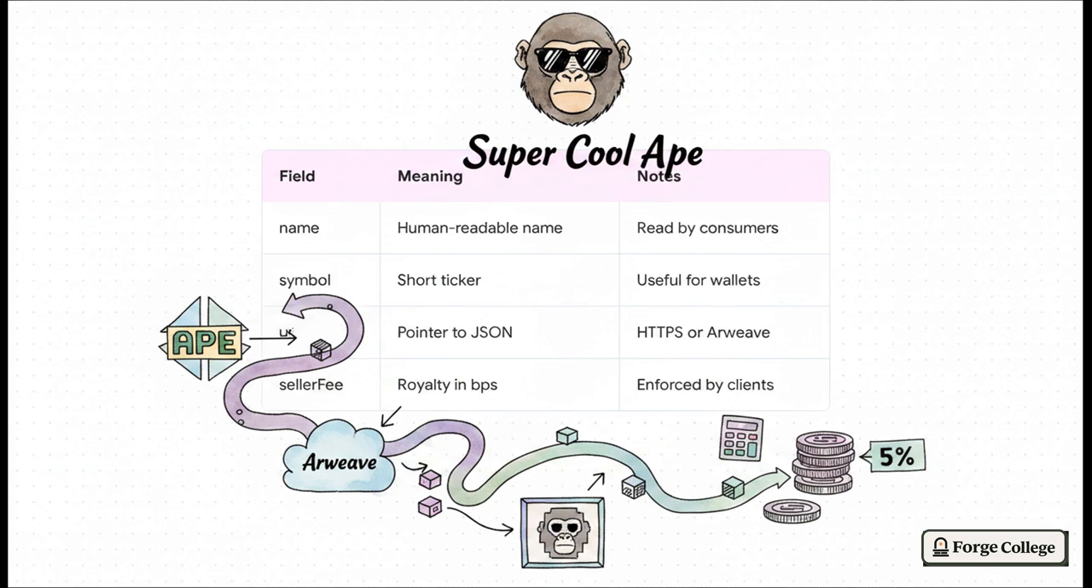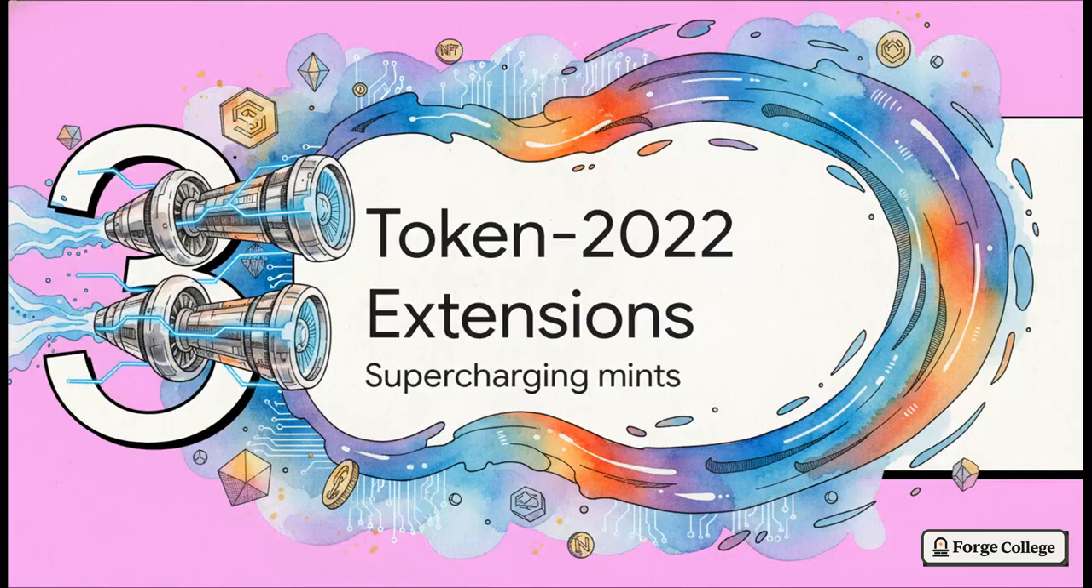And finally, you have the sellerFeeBasisPoints. This represents your marketplace royalty fees. Just as a quick refresher, 100 basis points equals exactly 1%. So if you want a 5% royalty, you're going to set this to 500. Simple as that. All right, moving on to Section 3, supercharging with Token-2022.